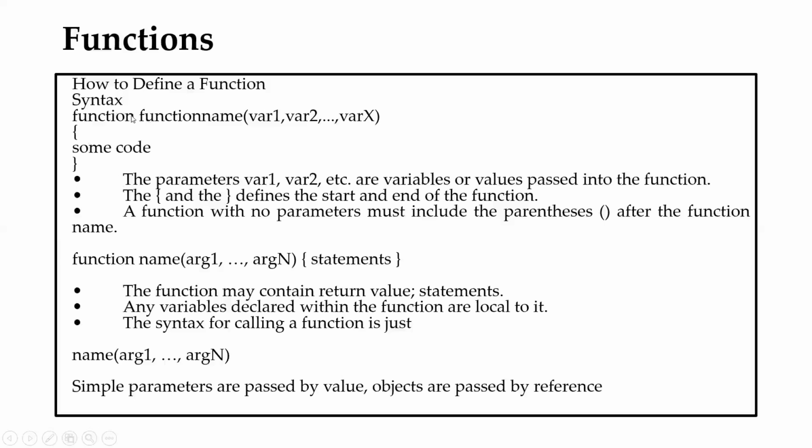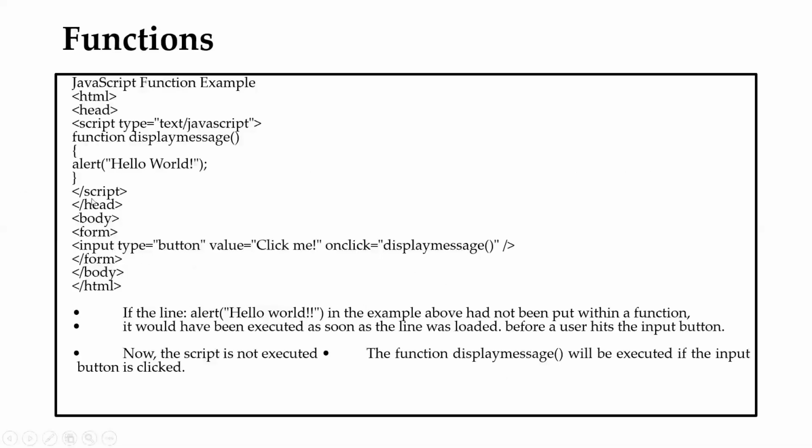Function is the keyword, followed by a space, then the function name, which is the name of the function, and the arguments separated by commas. The parameters variable1, variable2 are the extra variables or values passed into the function. The curly braces define the start and the end of the function. A function with no parameters must include open and close brackets after the function's name. A function may contain a return value also. Any variable declared within the function is local to it. So this is an example.